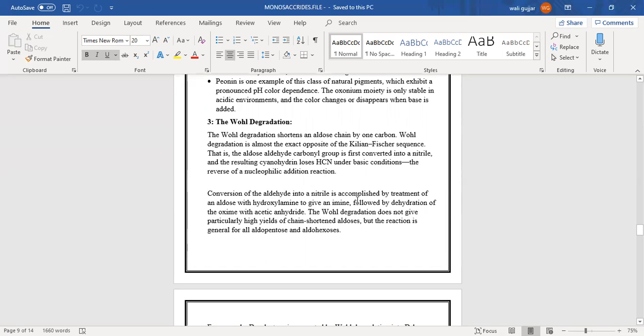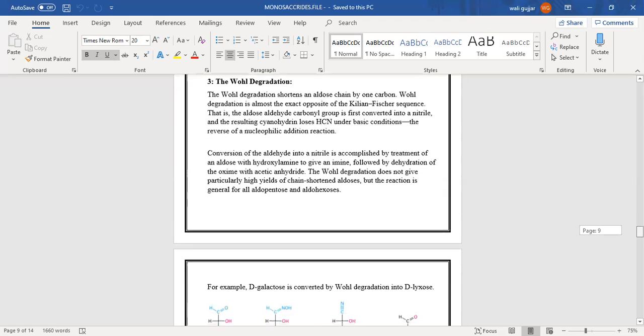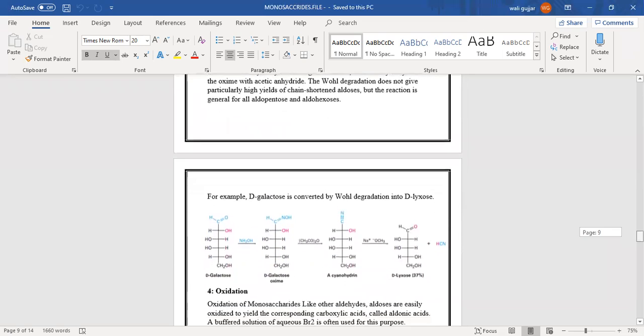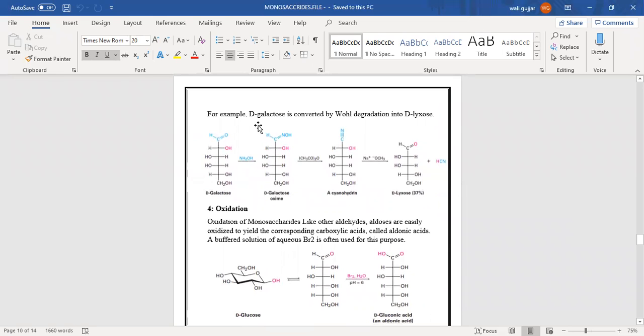Conversion of an aldehyde into a nitrile is accomplished by treatment of the aldose with hydroxylamine to give an oxime, followed by dehydration of the oxime with acetic anhydride. The Wohl degradation doesn't give particularly high yields of chain-shortened aldoses, but the reaction is general for all aldopentose and aldohexose sugars. For example, in this reaction, you can see D-galactose is converted by Wohl degradation into D-lyxose.